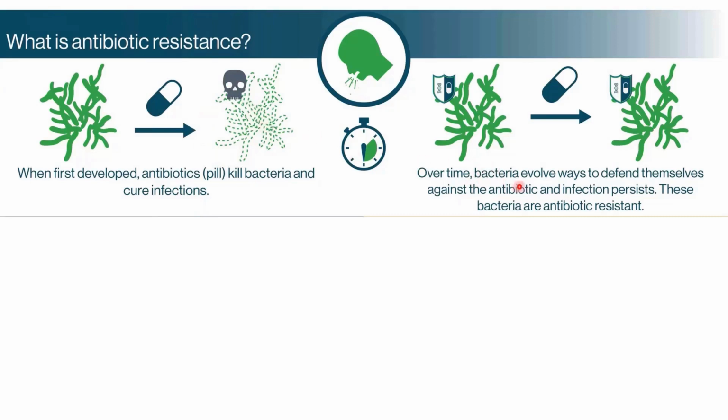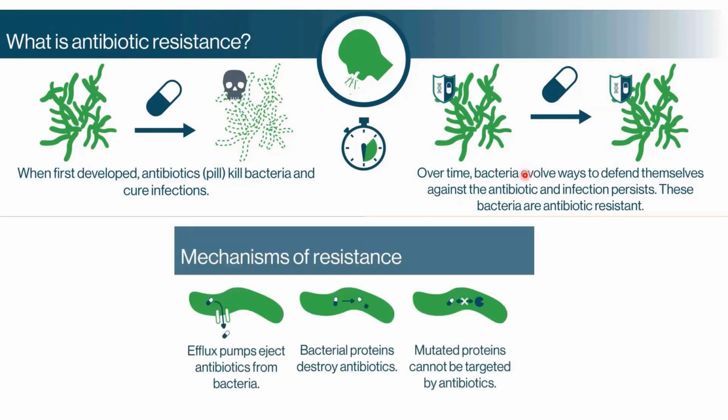But after a certain period of time, the bacteria have developed certain ways to protect themselves from these antibiotics. So even if you are getting those antibiotics, the infection doesn't go away. This is called antibiotic resistance. The bacteria has become resistant to the given antibiotics, so you have to change the medicine according to the bacteria. Then how does it happen? This is the mechanism of resistance. How does bacteria become resistant to antibiotics?